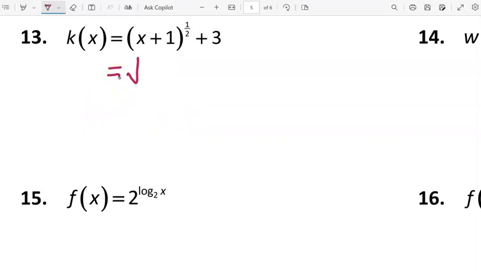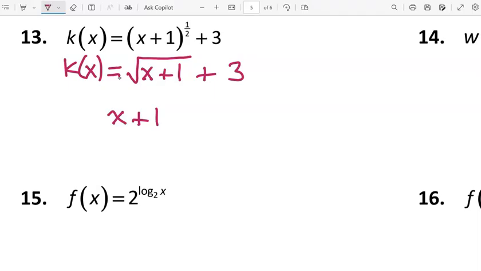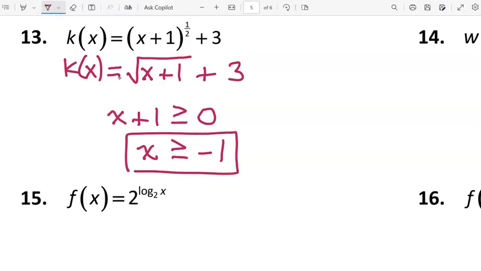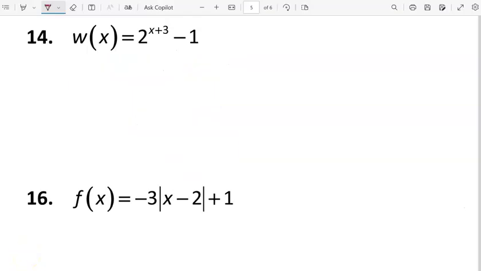In number 13, remember that an exponent 1/2 indicates a square root, so this is equivalent to writing k of x is equal to the square root of x plus 1 plus 3. And the square root is only a real number if the expression underneath the square root is greater than or equal to 0, but not negative. So subtracting 1, x must be greater than or equal to -1. In number 14, there is no division, no even root, no logarithm, no problem. The domain is all real numbers.